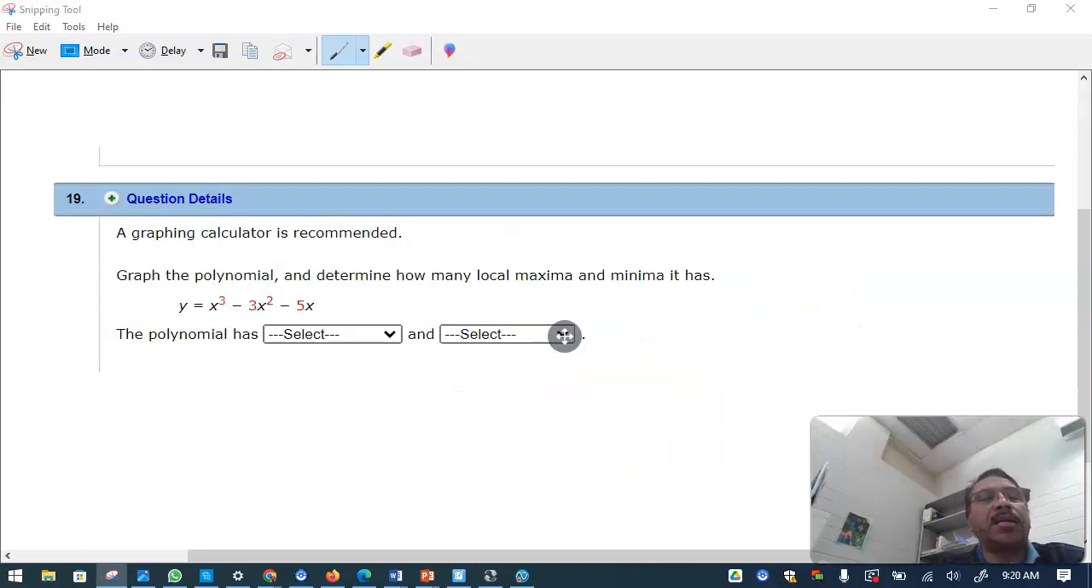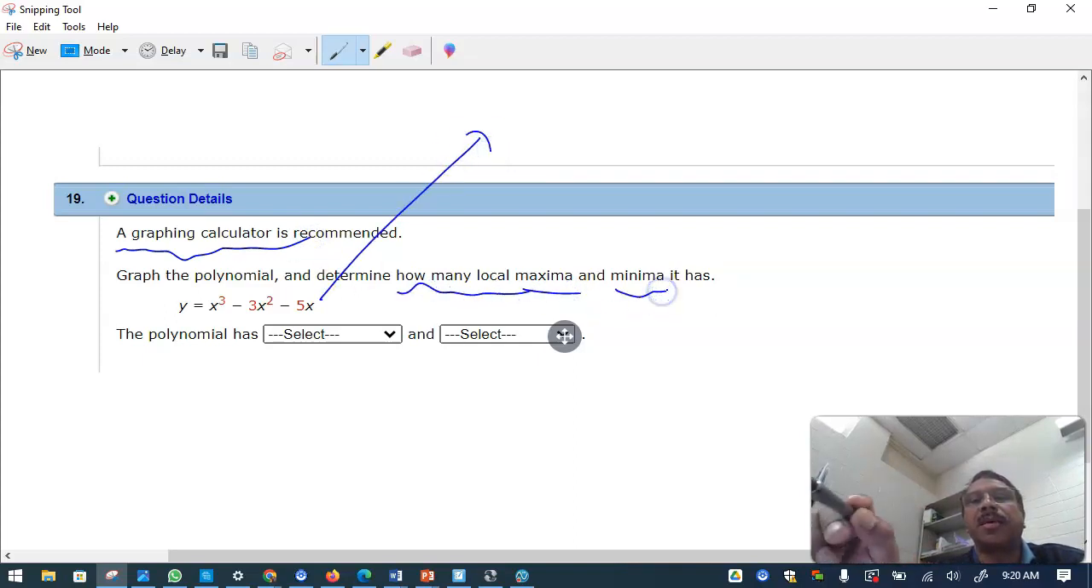And here they still expect you to use the calculator. But I want to show you, without a calculator, how do you know how many local maxima and local minima are there? You can see there is a 3 at degree 3. What we can do is there's an x common, and you can write x, and this becomes x squared minus 3x, and then minus 5.